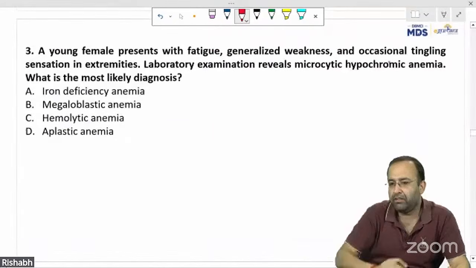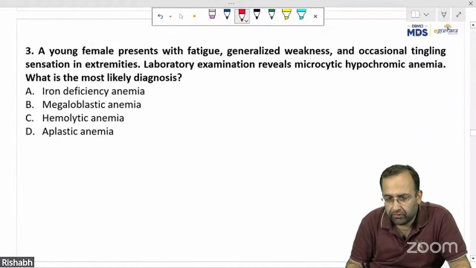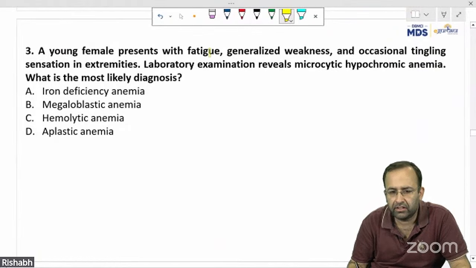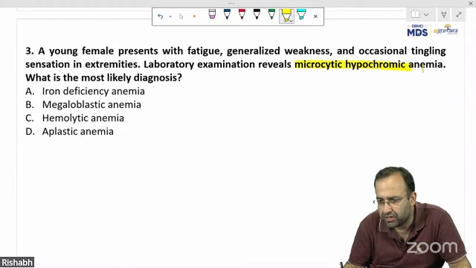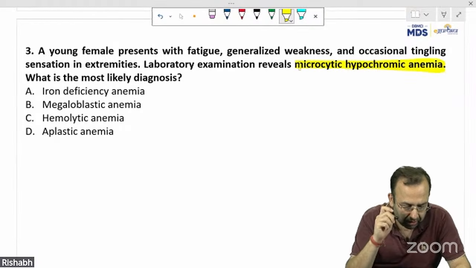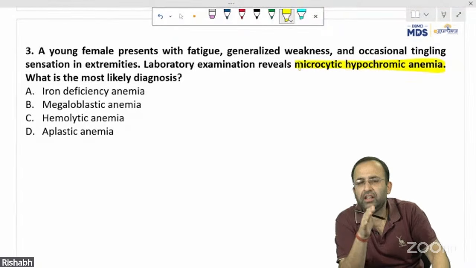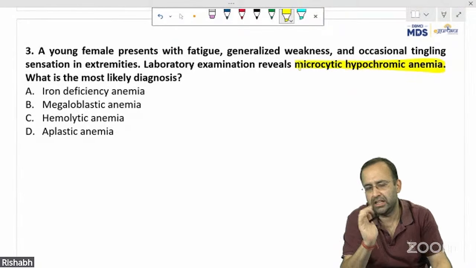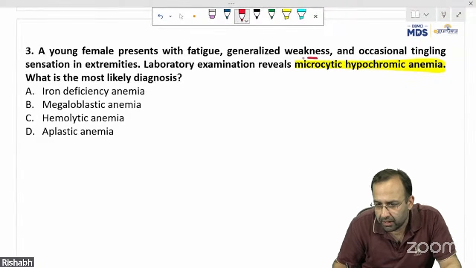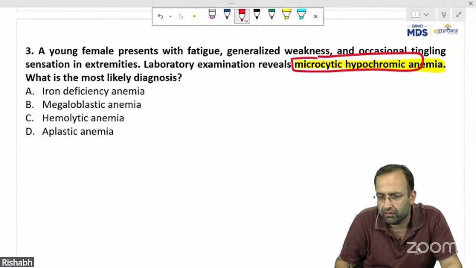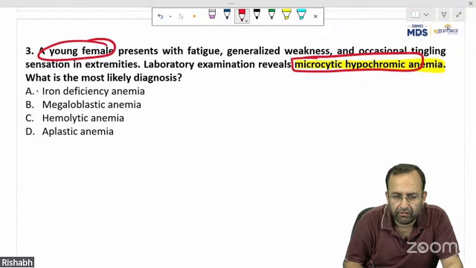Have a look at this question now. Young female, fever, fatigue, weakness, tingling sensation, all okay. Microcytic hypochromic anemia. Now tell me, the minute you look at tingling, we start thinking of megaloblastic anemia, at least clinically. But the examiner clearly told you that it is a case of microcytic hypochromic anemia in a young female.